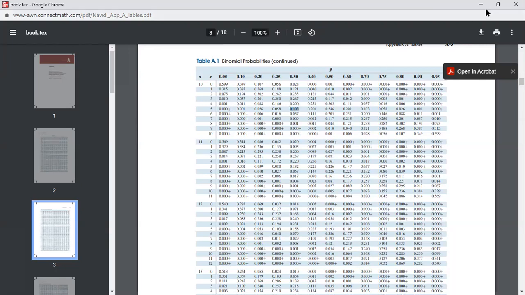So that means our answer is going to be 0.103. Okay, so I'm going to go ahead and minimize my tables, and then you would simply type in that value and you would check. All right, well, it's telling me to fill in the rest of the boxes, but that's how you find the probability using the tables.